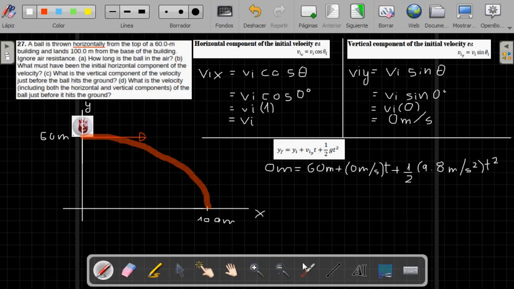Okay, I'm going to start sending that 60 meters to the other side as negative. It will be negative 60 meters equals, okay, what will happen with the second term? It's really interesting because in the second term we have a 0 multiplying the time. 0 multiplied by t or whatever it is, it's going to be 0. All of this term will be cancelled.